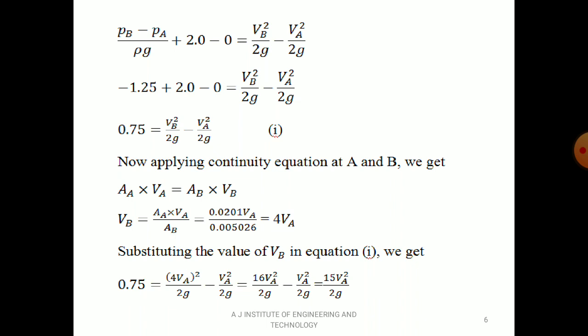Now substituting the value of VB in equation 1, we get 0.75 equal to, in place of VB, 4 VA whole square divided by 2G minus VA square divided by 2G. So 4 VA whole square becomes 16 VA square divided by 2G minus VA square divided by 2G. So that is equal to 15 VA square divided by 2G. 16 minus 1, that is 15.